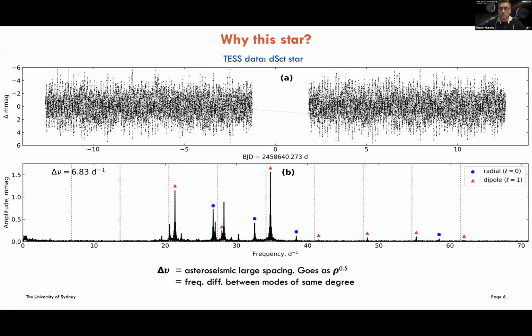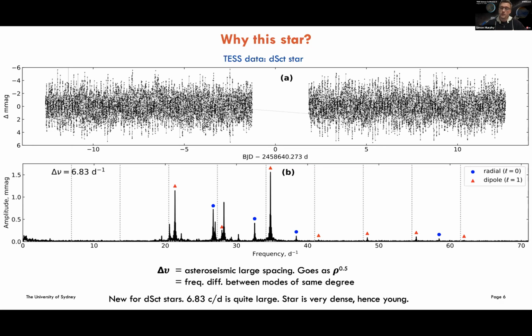Now this value, delta nu, the asteroseismic large spacing, goes as the square root of the mean stellar density. So if we observe a large delta nu, the star is denser. As I say, this is a new quantity for delta Scuti stars, and we know that 6.83 cycles per day is quite large for a delta Scuti star based on a sample of 60 stars in a paper led by Tim Bedding last year. And so this star is very dense and hence very young, very close to the zero-age main sequence.